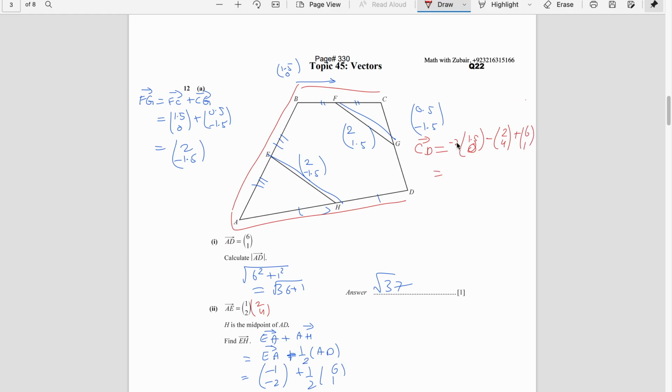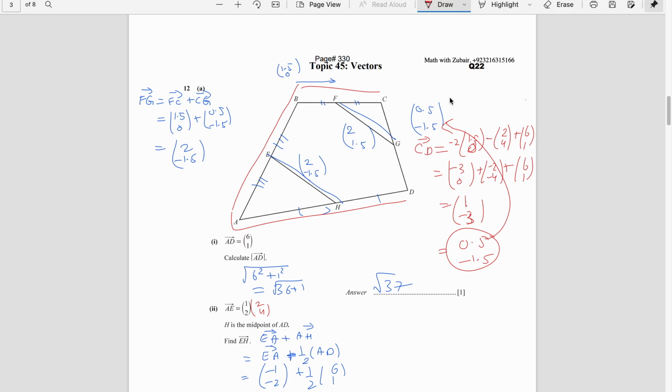So just add these, multiply this first, -3, 0, and this is -2, -4, and this is 6, 1. Now -3 minus 2 is -5, -5 plus 6 is +1. Now 0 plus -4 is -4, and 1 is -3. So we have to show that G is the midpoint. So now CD is 1 minus 3. If you just divide it by 2, you get 0.5 and minus 1.5. So it is shown that it is the midpoint.